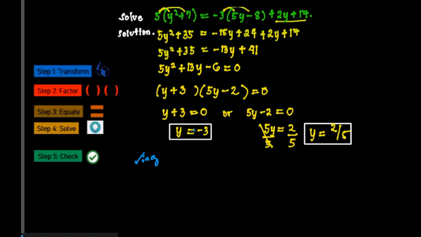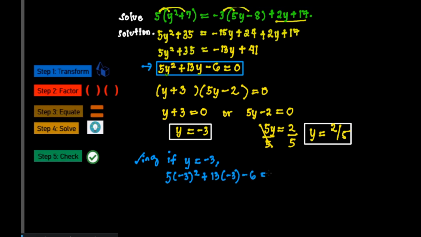So, checking tayo. Now, if y is equal to negative 3, yung standard form dyan, ito yun. Ayan, yung 5y squared plus 13y minus 6 equals 0. So 5 times negative 3 squared plus 13 times negative 3 minus 6 equals 0. 5 times 9 minus 39 minus 6 equals 0. What is that equal to? 5 times 9 minus 39 minus 6. That is 0. Okay?